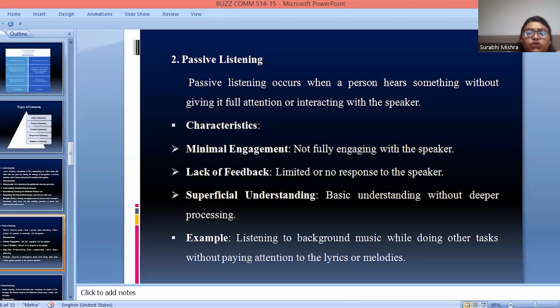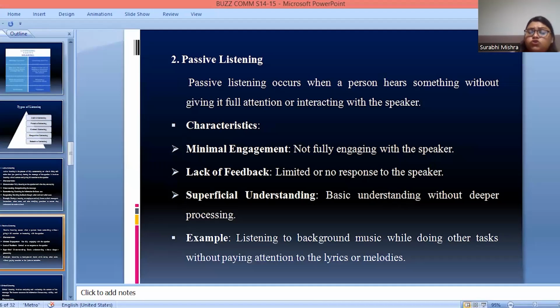Next is superficial understanding. You miss the basic understanding without deeper processing, right? As you were not attentive in the entire process, you were not able to get the particular understanding. The example can be listening to background music while doing other tasks, without paying attention to the lyrics or melodies, right?